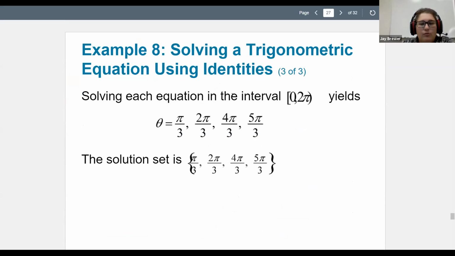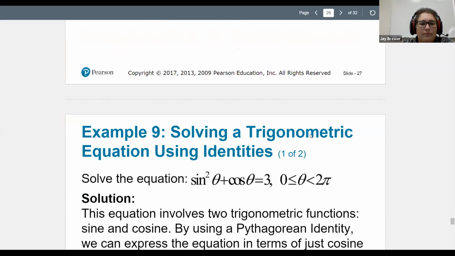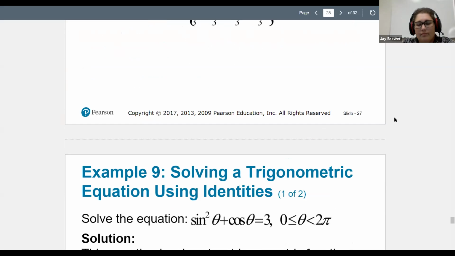All right. So solving each equation in the interval 0 to 2 pi gives us pi over 3, 2 pi over 3, 4 pi over 3, and 5 pi over 3. All right. So again, guys, the interval here is very important. What do you think their technique is going to be for example 9?